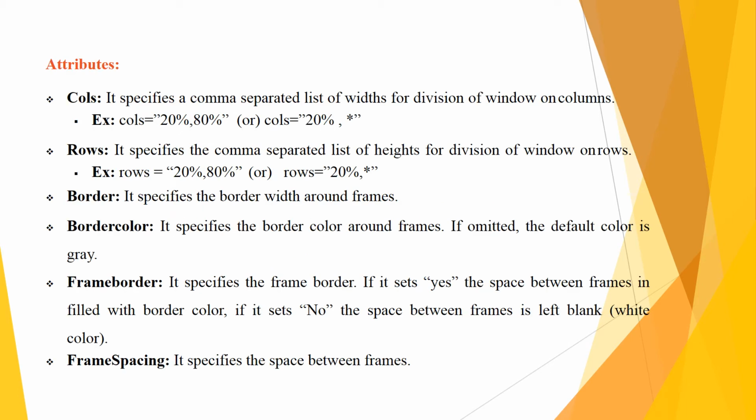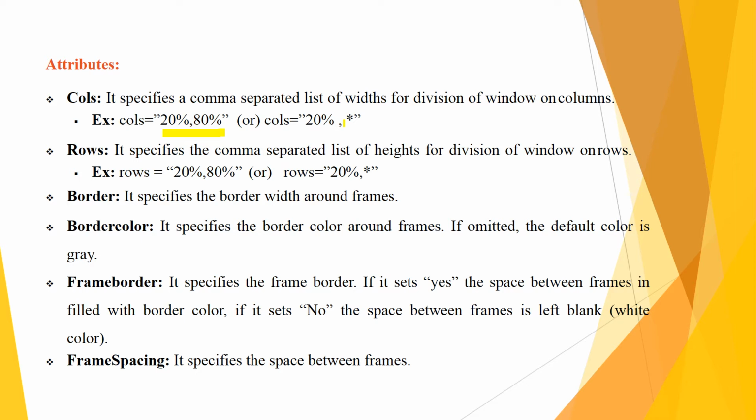Attributes for the frameset. First one is cols. If you want to divide your window into vertical frames, then we will use the cols attribute. We have to give values for this. If we are using two frames, then two values. If you want to use more than two frames, then we have to mention the values of the cols. In the same way, if you want to divide your window into horizontal frames, then we will use the rows attribute.